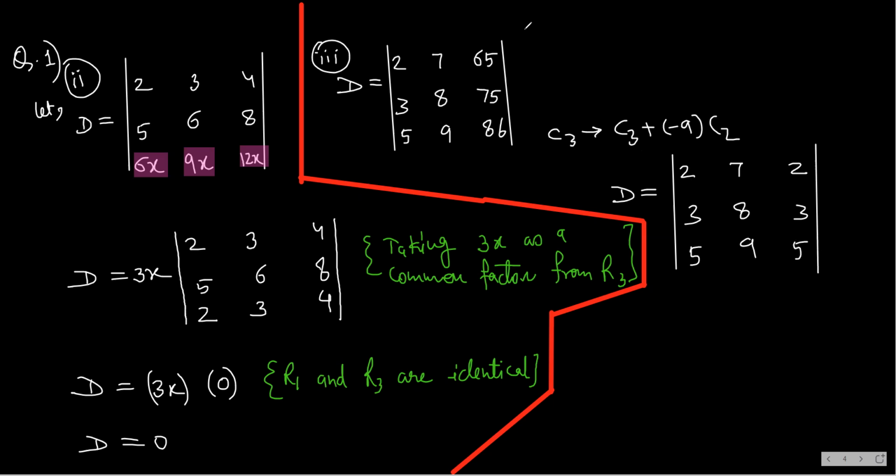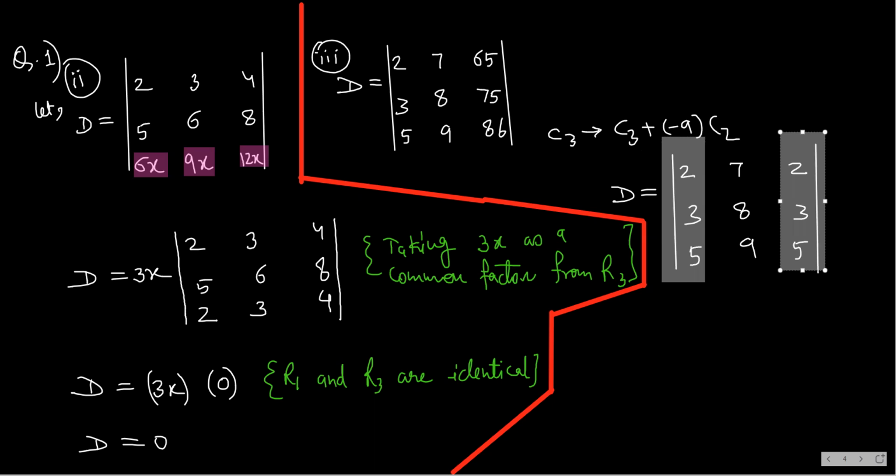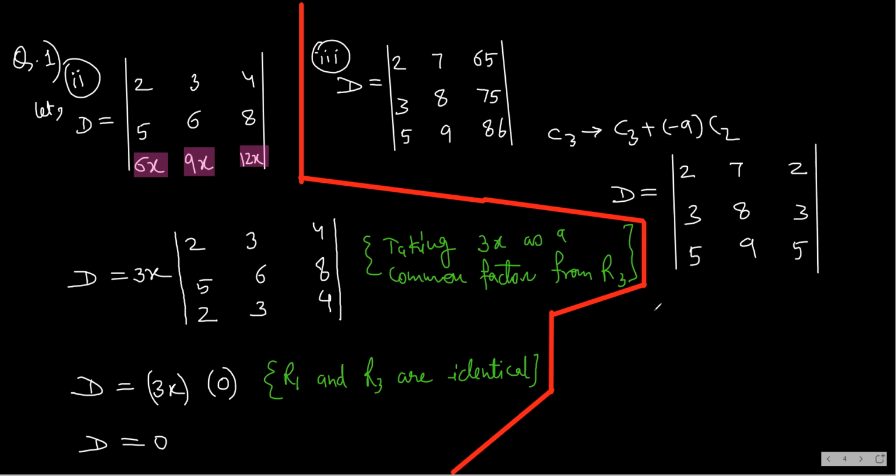So now what you have, see, C1 and C3 are identical. So the value of this determinant is 0. I'll write here C1 and C3 are identical. They are identical. Very good.